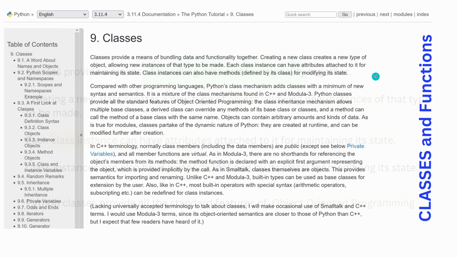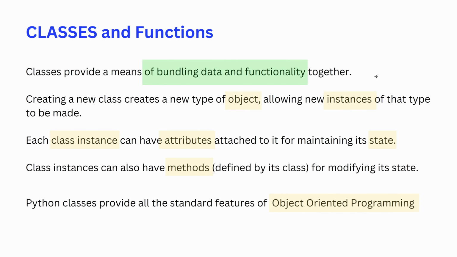Beautiful. Or you just read the first paragraph and try to understand the main wording. Classes provide a means of bundling data and a specific functionality together. Creating a new class creates a new type of object, allowing new instances of that type to be made. Here I ask myself, what is an object? What is a type? What is an instance?